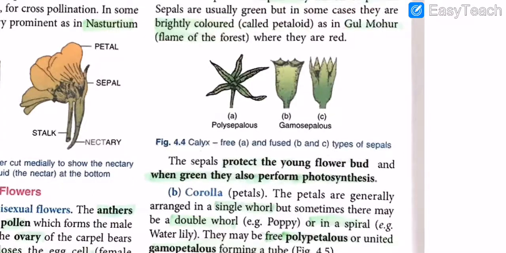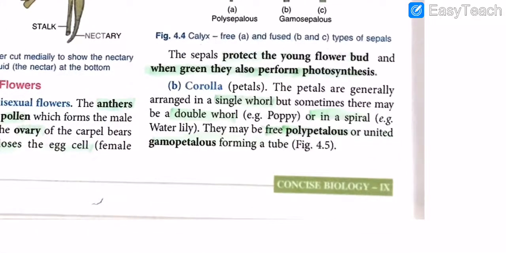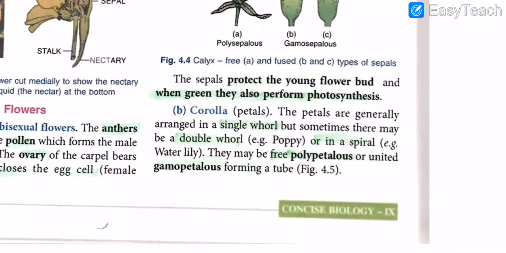Okay. Now let's move on to the second whorl of the flower, that is the corolla. Oh wait, we missed a line. The sepals protect the young flower bud, and when green, they also perform photosynthesis. Exactly. That's exactly what we have read in our previous grades, and that's exactly what I said a few seconds earlier. Okay, now moving on to the second whorl of the flower, that's the corolla.